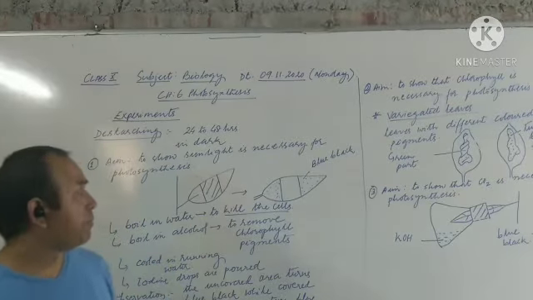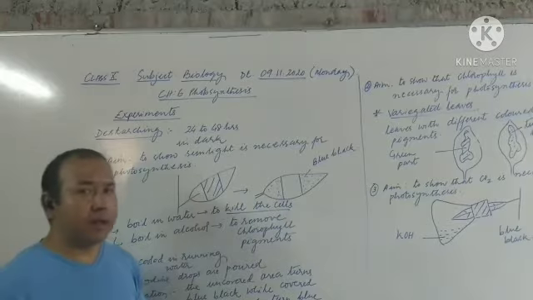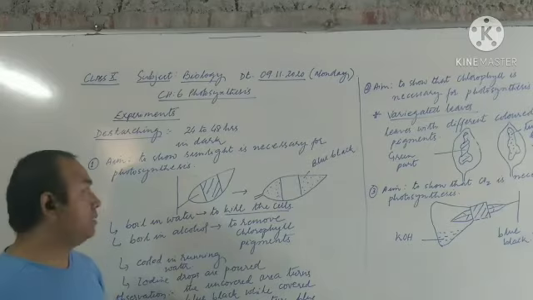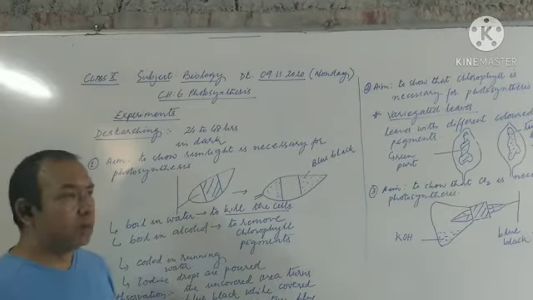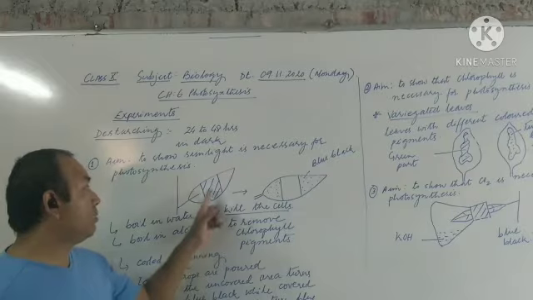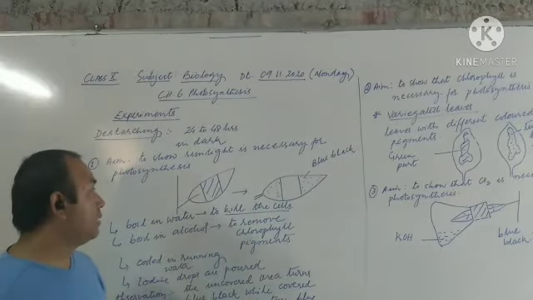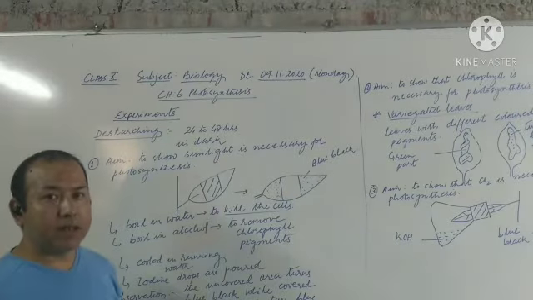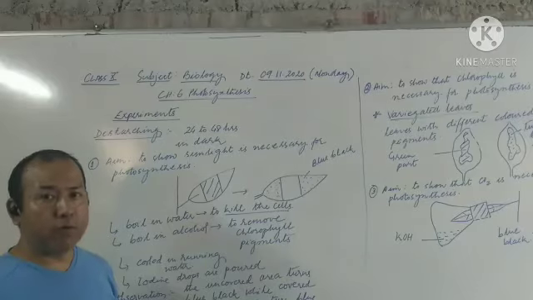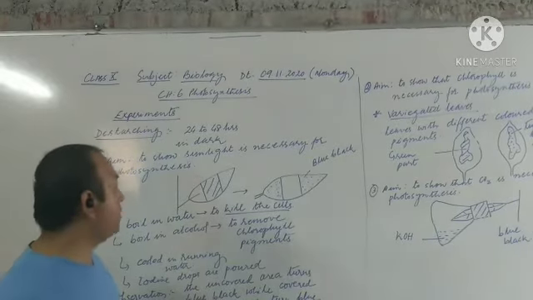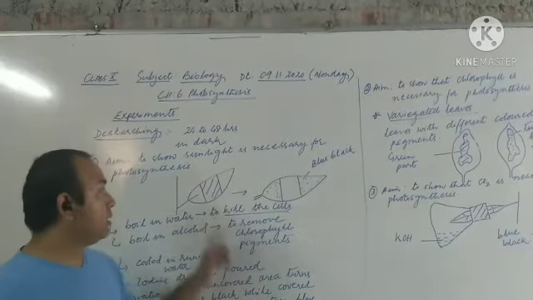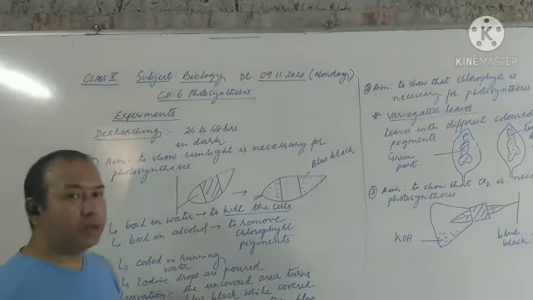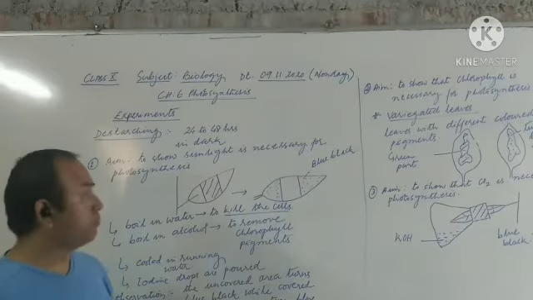What is done here is that, in order to show that sunlight is necessary for photosynthesis, we take a potted plant and then we select one of the leaves, and suppose the middle portion of that leaf is covered with black paper. But before that, you must understand that the plant is discharged. It is kept for 24 to 48 hours, and then after that, one of the leaves is selected and covered with black paper, and then it is kept in sunlight for a few hours.